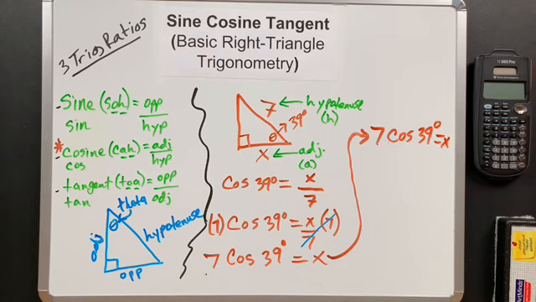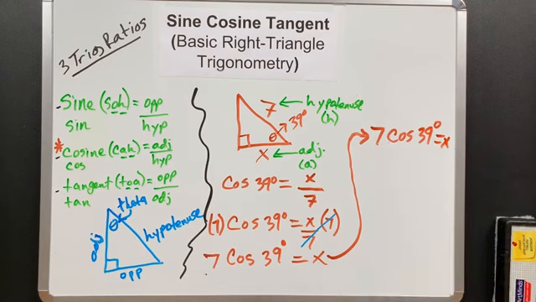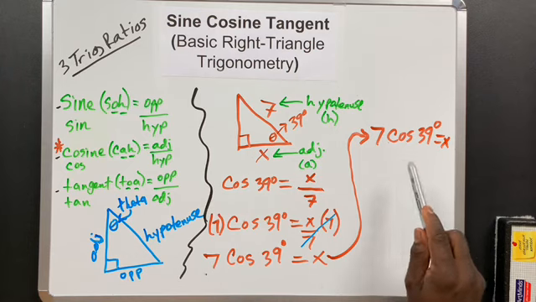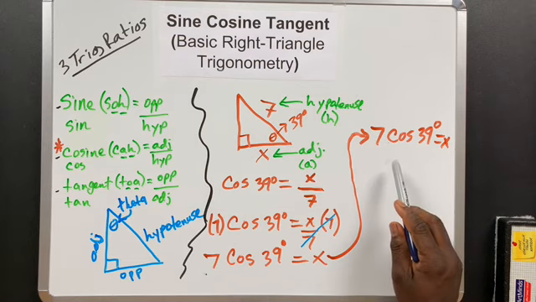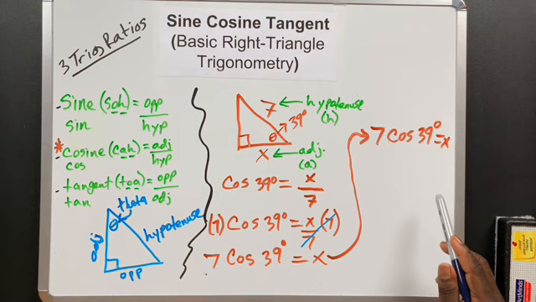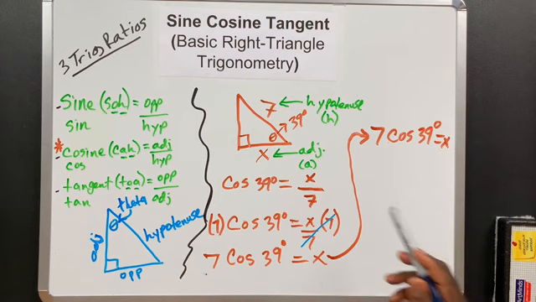So now we move to the calculator. Okay? Now, depending on what type of calculator you have, that will determine how you enter this in, okay? Some calculators you can literally enter in 7 times cosine 39, and then it will give you the value. For other calculators, you'll have to enter in cosine 39. You'll hit enter, and then get a value, and then multiply that by 7.